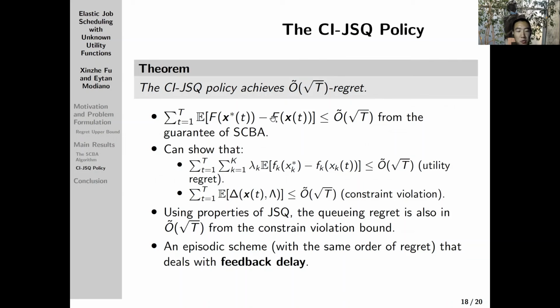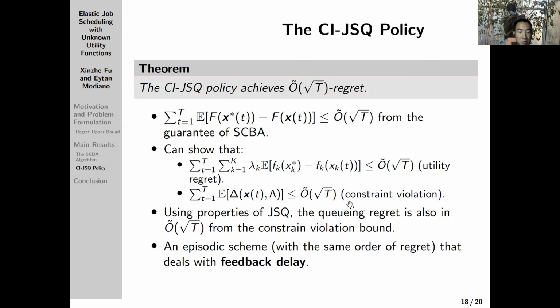The high level idea of the proof is that from the guarantee of the SCPA, we have a bound on the cumulative difference between our job size decision and the optimal decision with respect to the objective function of P tilde, capital F. And then from this, we can first show that the utility regret is of order square root T. And we can also show that the cumulative constraint violation is also of square root T. Then we use the properties of join the shortest queue. It follows that the queuing regret is also of order square root T. We can do this by a drift argument from a constraint violation bound.